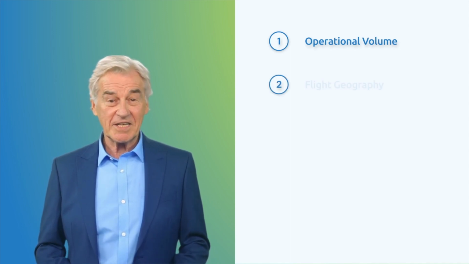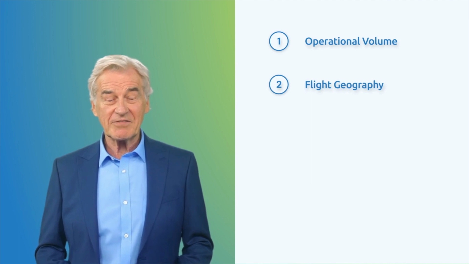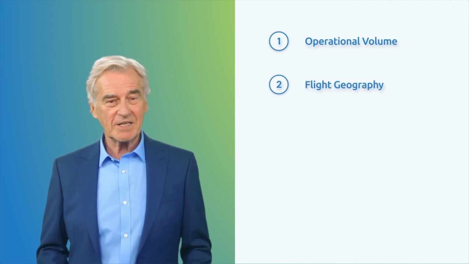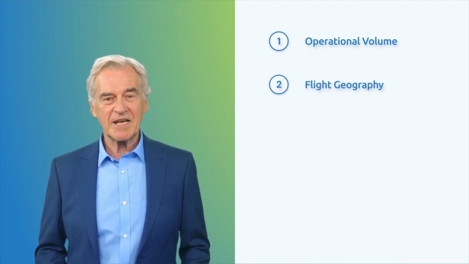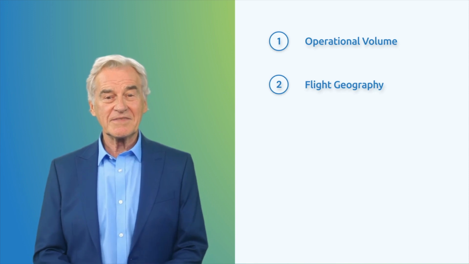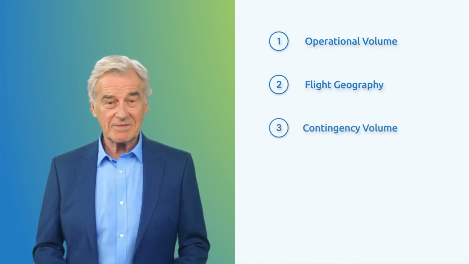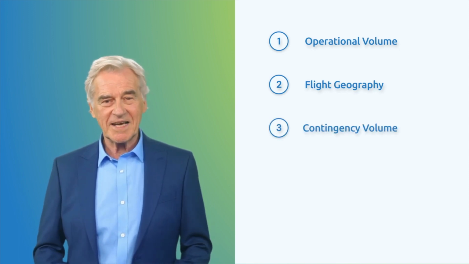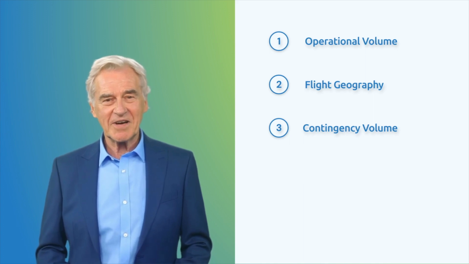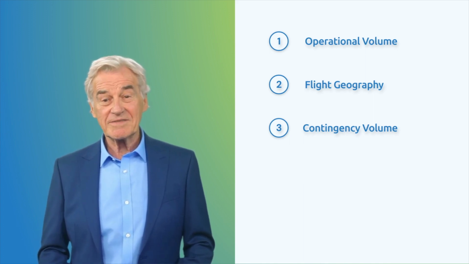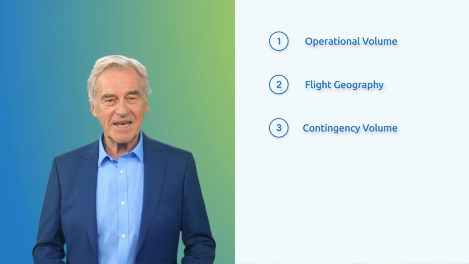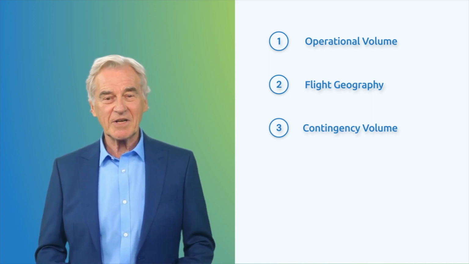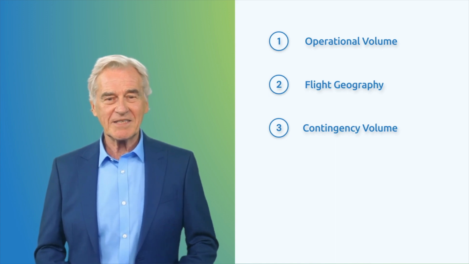Second, flight geography. Flight geography is basically the area where you're flying your drone as part of your regular operation. It could be a specific flight path or just a larger area depending on what you're doing. Third, contingency volume. The contingency volume is like a safety zone around your regular flying area, the flight geography. If your drone ends up in this zone, it's usually because something unexpected happened. But don't worry, there are special procedures to get it back to the safe zone.